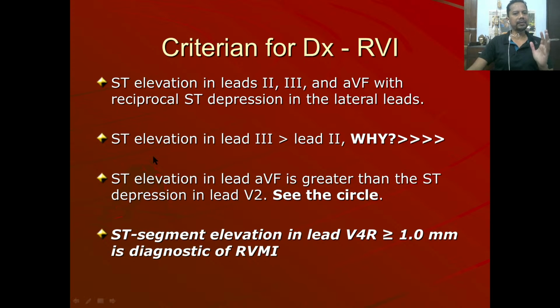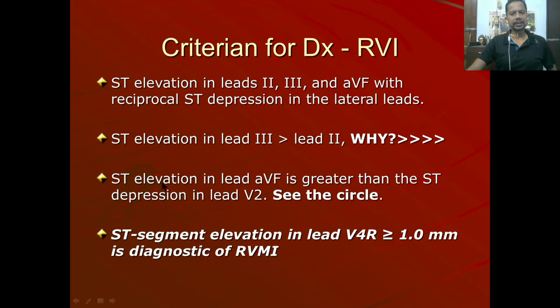Then there is ST elevation in lead 3, which is more than in lead 2. Why? I will show you in that circle. And again for the same reason, because lead 3 is over the right ventricle, it is sort of looking towards the right ventricle in this case. Lead 2 is on the left side, towards the left ventricle side, lead 3 is towards the right ventricle side. So just imagination.